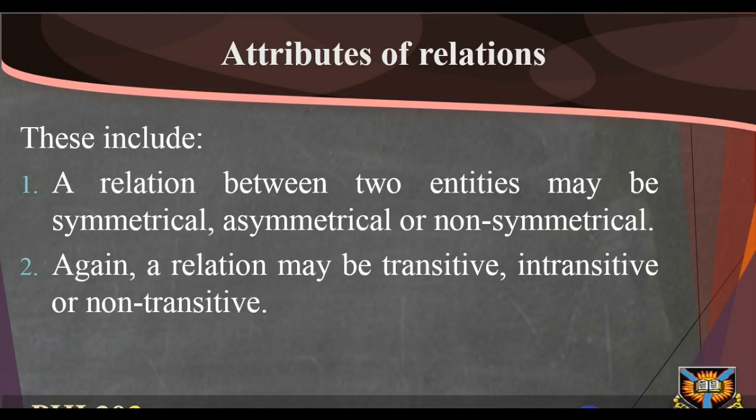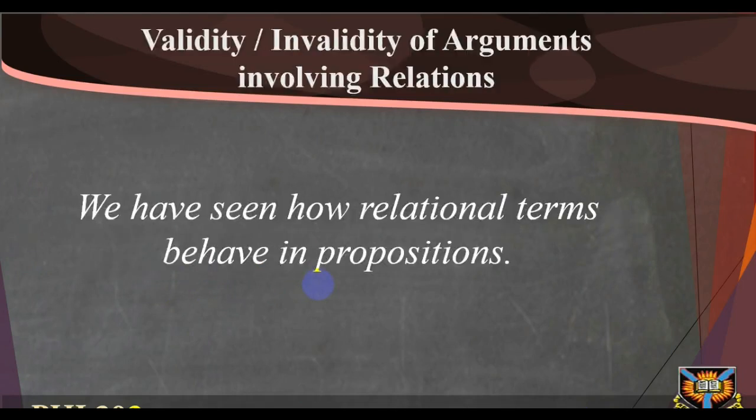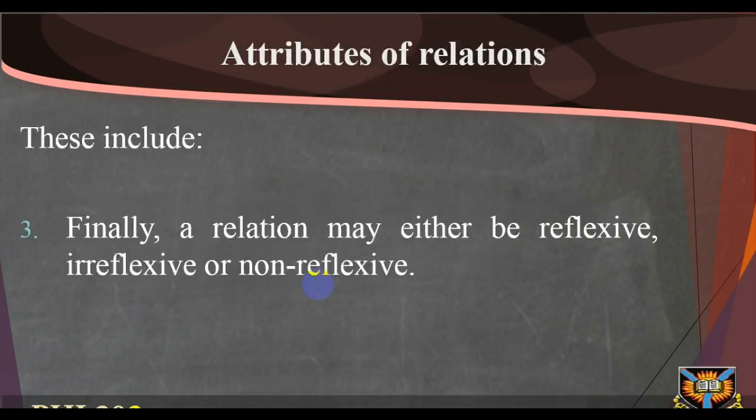3. Finally, a relation may either be reflexive, irreflexive, or non-reflexive. When a relation is reflexive, it means that a thing can have such a relation to itself. For example, it is possible for someone to be the same age as himself, or to have the same weight as himself.